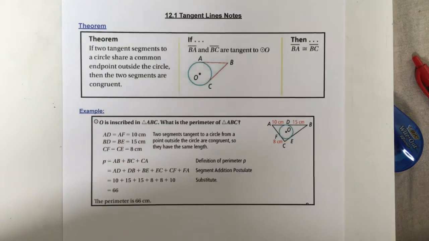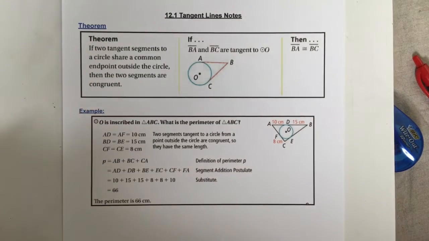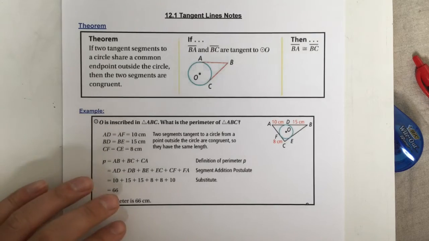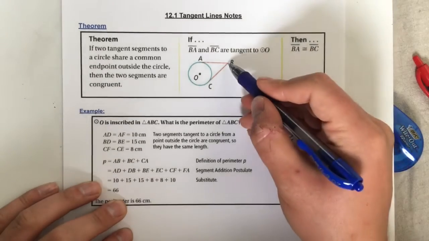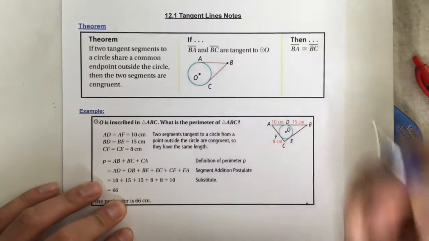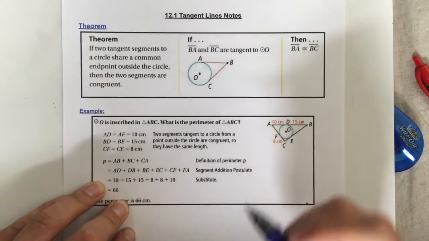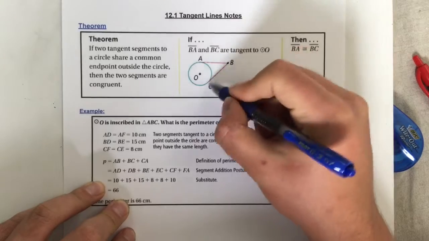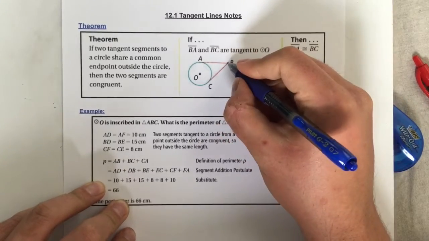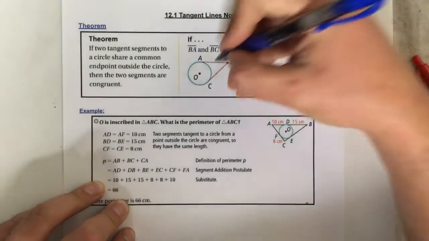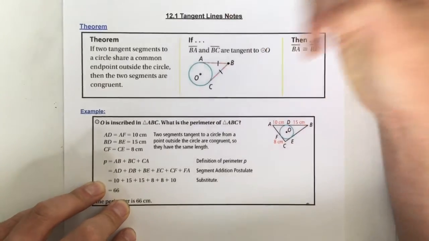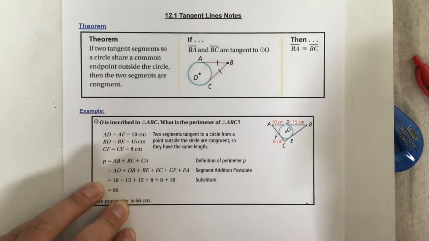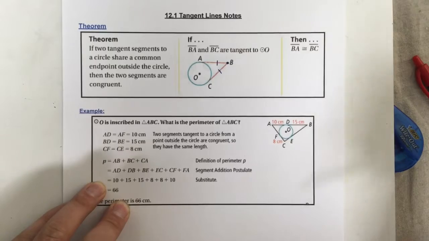Our last theorem with tangent lines is that if two tangent segments to a circle share a common endpoint outside the circle, like right here, then the two segments are congruent. So if I know BA and BC are both tangent lines to our circle, and they both share this common point, I can actually say that these two segments are congruent to each other. So let's take a look at an example.